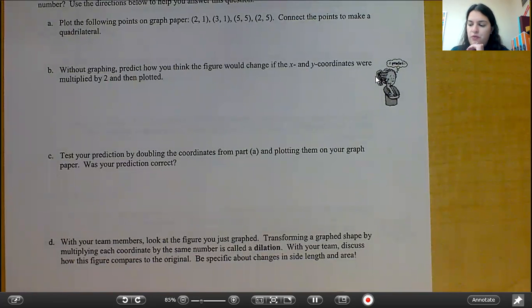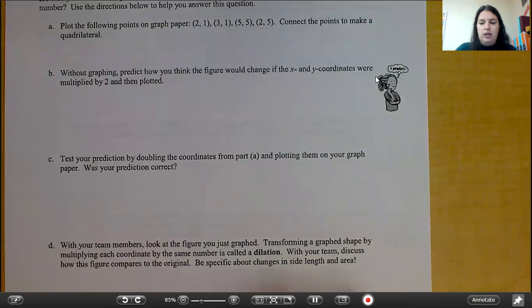D. With your team members, look at the figure you just graphed. Transforming a graph shape by multiplying each coordinate by the same number is called a dilation. With your team, discuss how the figure compares to the original. Be specific about changes in side length and area.